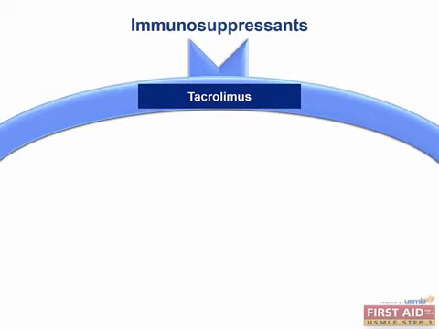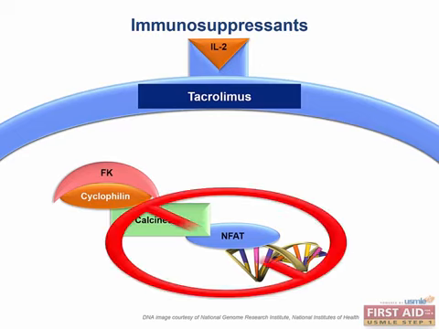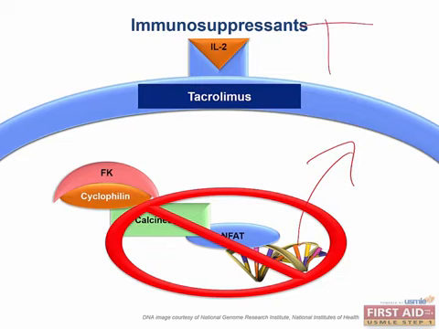Next up is tacrolimus, which really acts very similarly to cyclosporin, except that instead of inhibiting cyclophilin by binding directly to it, tacrolimus activates the FK binding proteins to inhibit cyclophilin and in turn disrupt the downstream effects of transcribing pro-inflammatory cytokines from T cells.